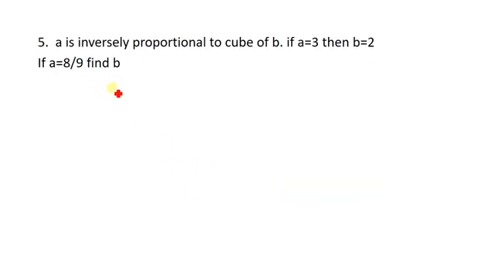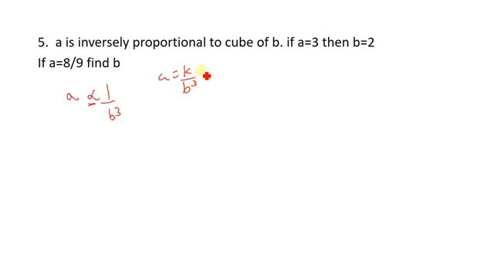Now next question is, A is inversely proportional to cube of B. If A is equal to 3, then B is equal to 2. If A is equal to 8 by 9, find B. Now here it is said that A is inversely proportional to cube of B. That means A is inversely proportional to 1 upon cube of B. Now if I have to eliminate this sign, I have to put here some constant, that is A is equal to k upon B cube.